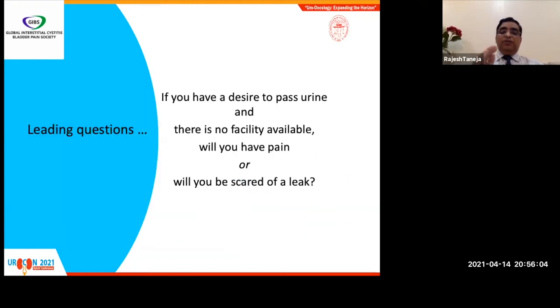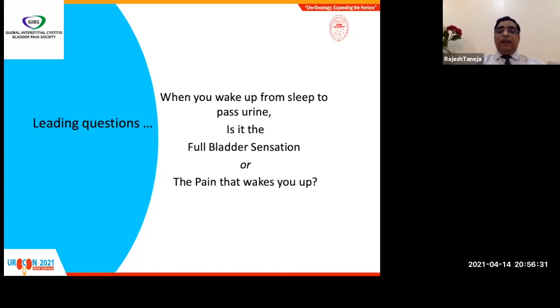So if I have to differentiate, I ask this question to the patient. If you have a desire to pass urine and there is no facility available, will you have pain or will you be scared of a leak? If the patient says that she has a scare of a leak, then perhaps we are dealing with something like overactive bladder. And if it is pain that she is scared of, then of course we are looking at a bladder pain syndrome.